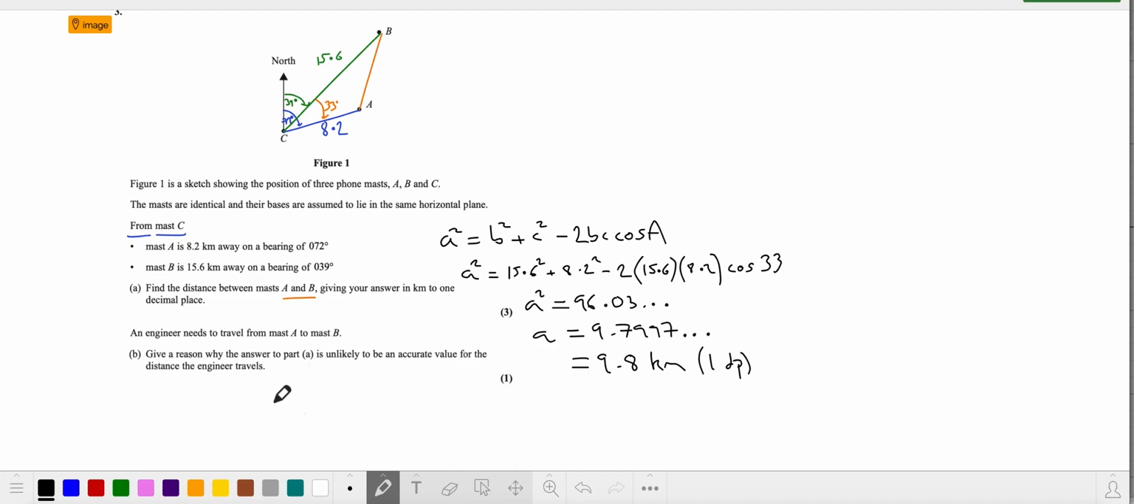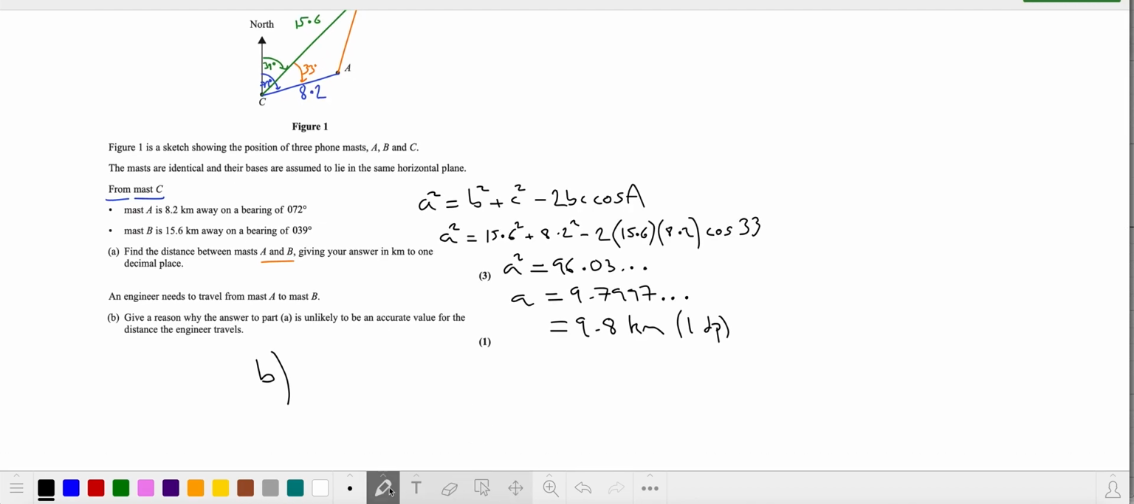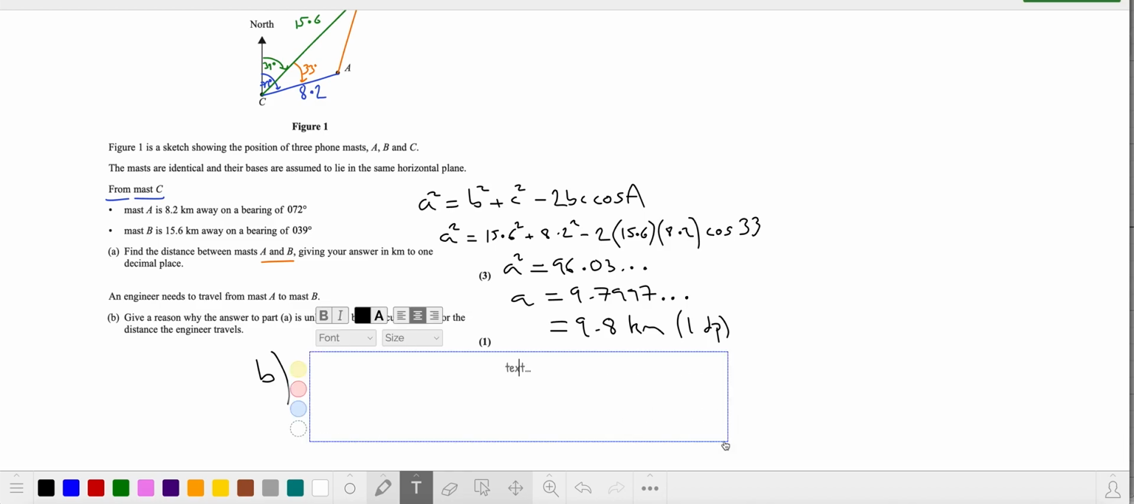Okay, an engineer needs to travel from mast A to mast B. Give a reason why the answer to part A is unlikely to be an accurate value for the distance. Okay, so I'm going to, oh, I can do a text box. It just seems to take me forever to write stuff on this, but I can do a text box. Basically, a lot of people did get this mark because just thinking about the real life situation here helped some people to access what this question was all about.